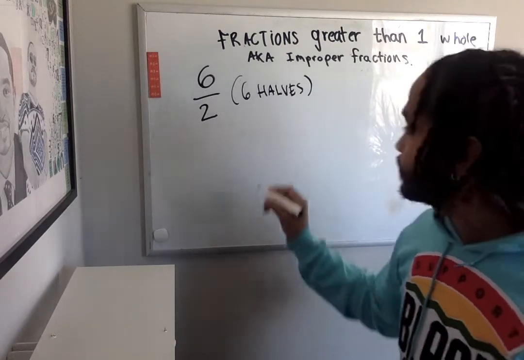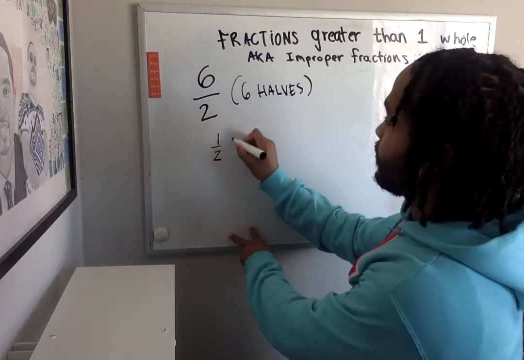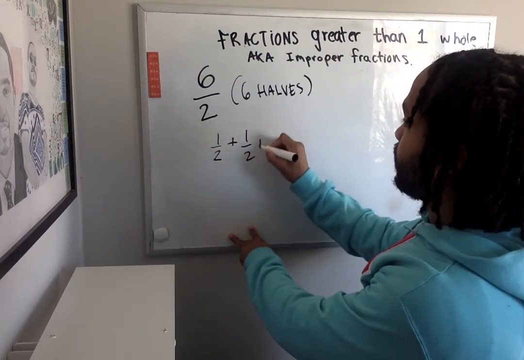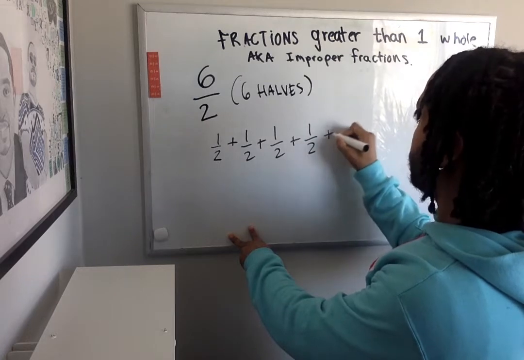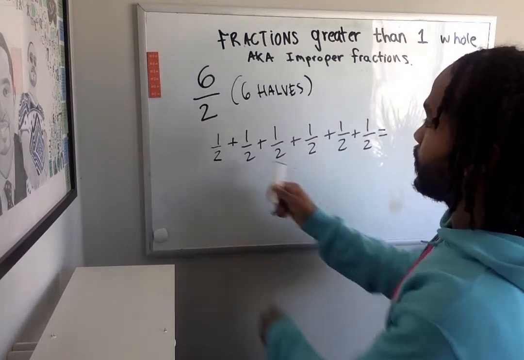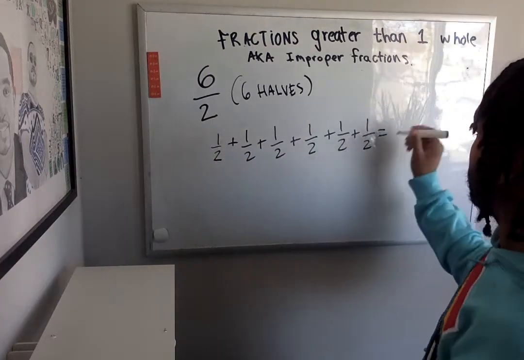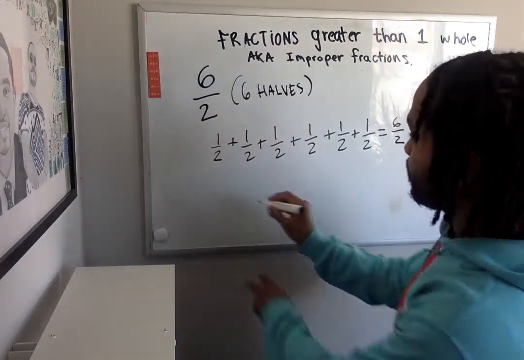So watch what I do. 6 halves is the same thing as 1 half plus 1 half plus 1 half plus 1 half plus 1 half plus 1 half. If I add these up, it's going to be 6 halves. And I'll show you how that makes sense.